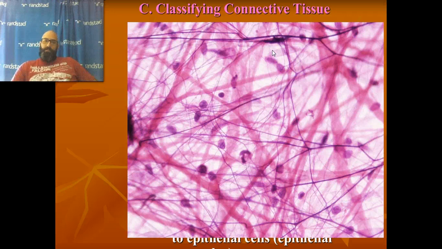Here's an actual picture. You'll notice you'll have the cells here. These could be white blood cells, or they're not adipose cells. These big fibers here, those are collagen fibers, and the very tiny ones here are elastic fibers. So you can see how it gets its name, loose or areolar tissue.